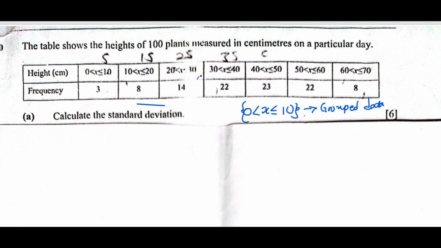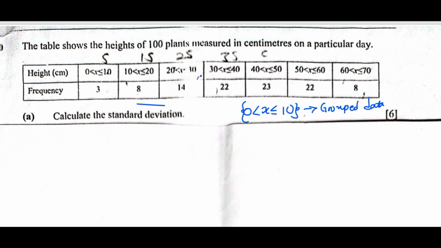Now for ungrouped data, we only have individual numbers, like 2, 3, 4, 5, 6. If you have those numbers, remember that it is ungrouped data.